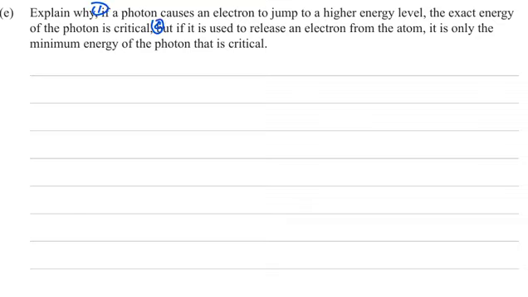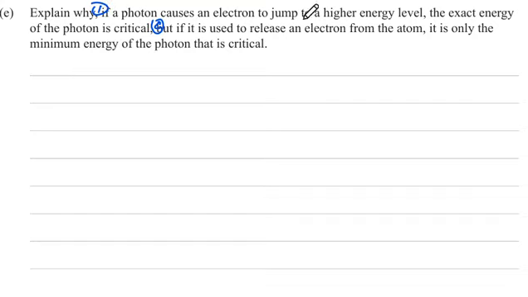We want to explain why the exact energy of a photon is critical if I want to achieve something like this. And part 2 is why the minimum energy is critical if I want to achieve this. Like if I want to release an electron from an atom, kind of like the photoelectric effect. Why the minimum energy of a photon is critical. Now let's look at the first part.